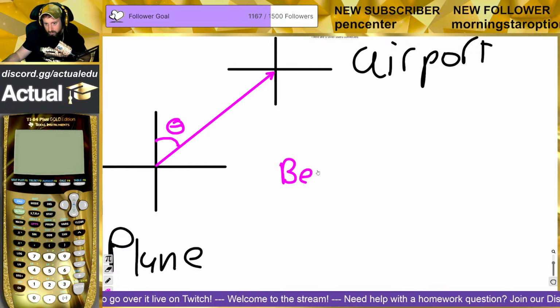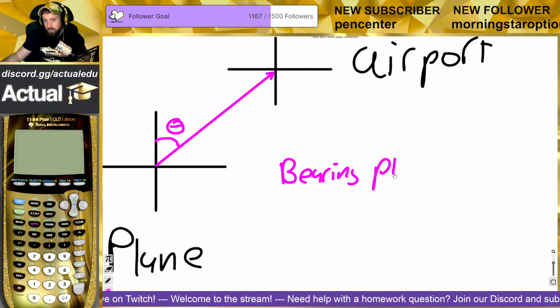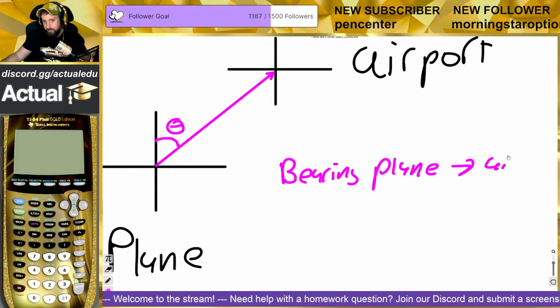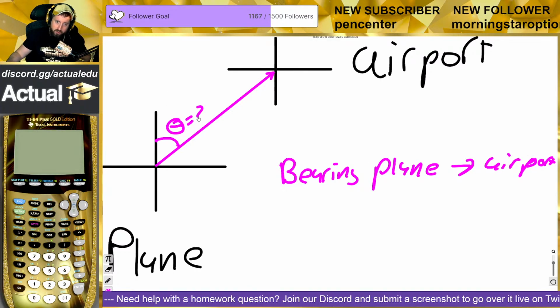So bearing plane to airport. And then they said this was 28 degrees.